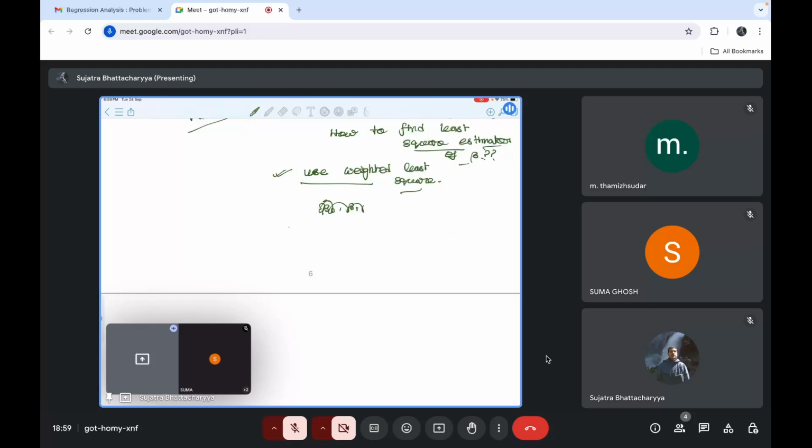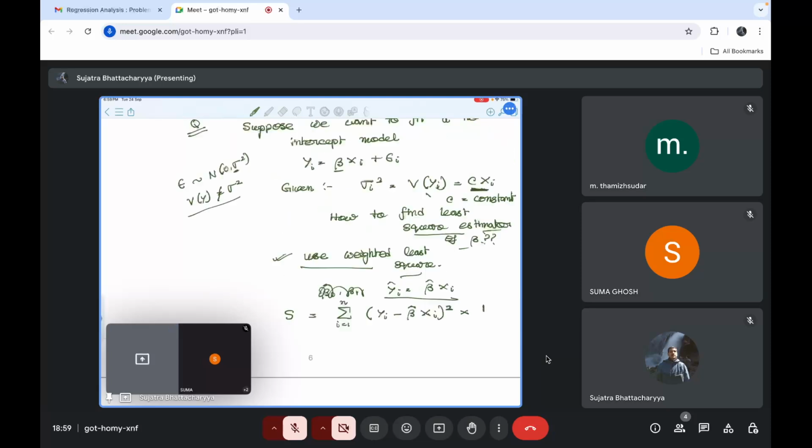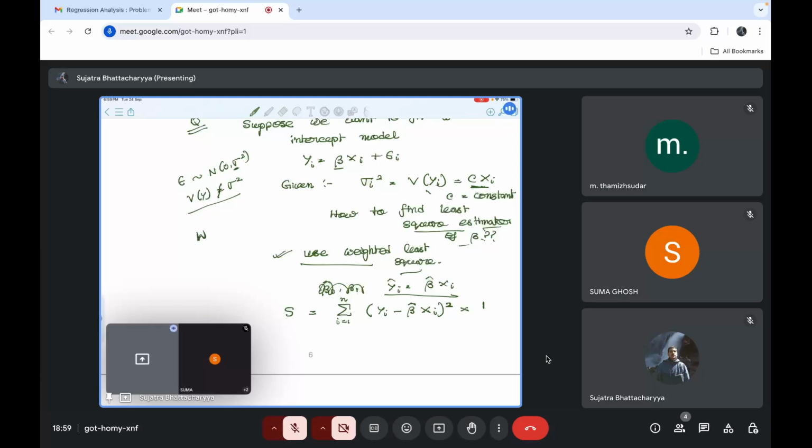For the same thing, we write S equals the sum over i from 1 to n, where you have yi minus beta hat xi, correct? Because y hat is equal to beta hat xi. That's all you have. Based on that, you write it like this, and it should be squared and multiplied by some weight. What is that weight? Remember, this weight Wi is actually 1 upon sigma i square. Why are we getting it?